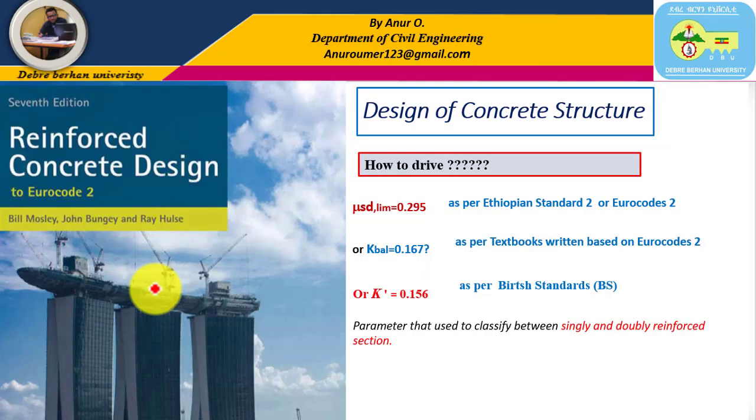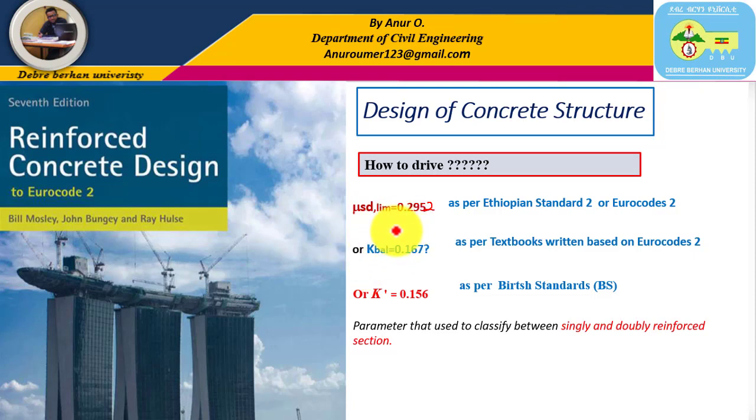My name is Anur. As I explained in the introduction, in this video I'm going to show you how we can derive the number 0.2952. This number, mu SD limit, is the parameter used to classify between singly and doubly reinforced sections.